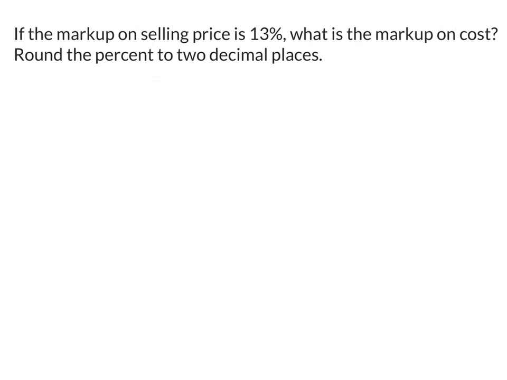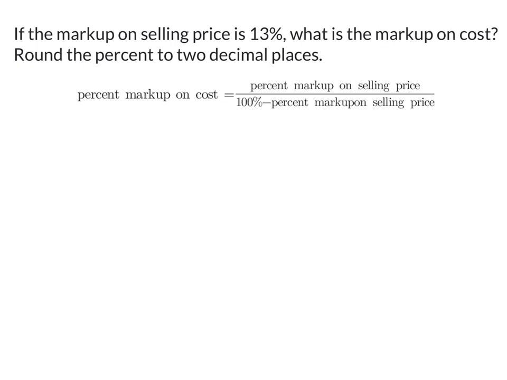If the markup on selling price is 13%, what is the markup on cost? Round the percent to 2 decimal places. For this problem, we're being asked to convert the percent markup on selling price to the percent markup on cost. So we're going to use the following formula. Now this formula is a little different because all the values represent a percent. So we do not have to convert the percentages to decimals for this formula. So all we need to do is identify the markup on selling price, which is 13%, and then we'll just plug that into our formula.